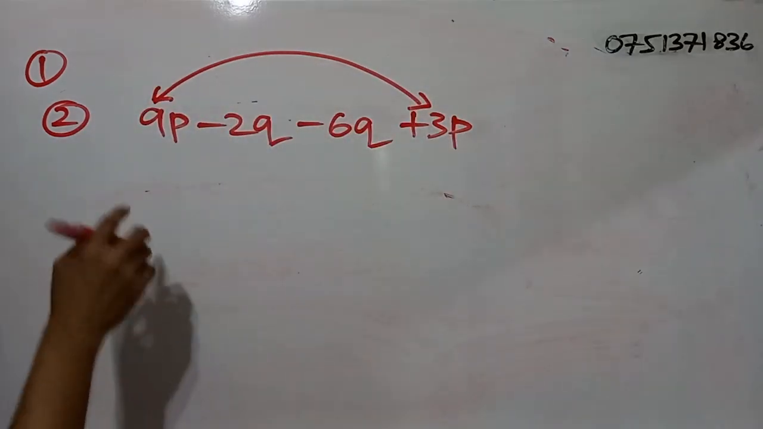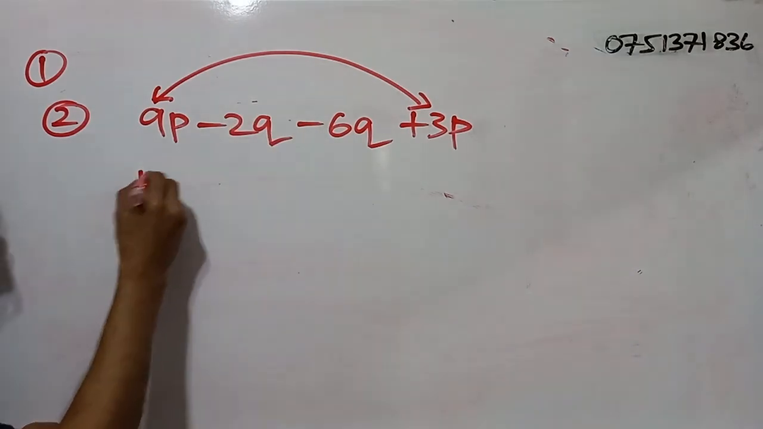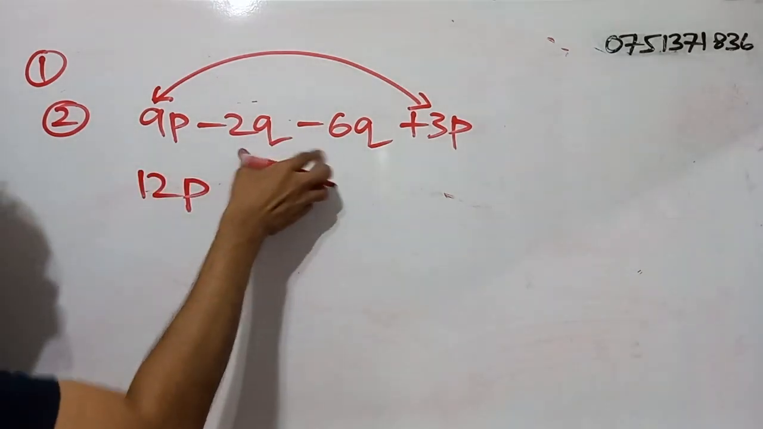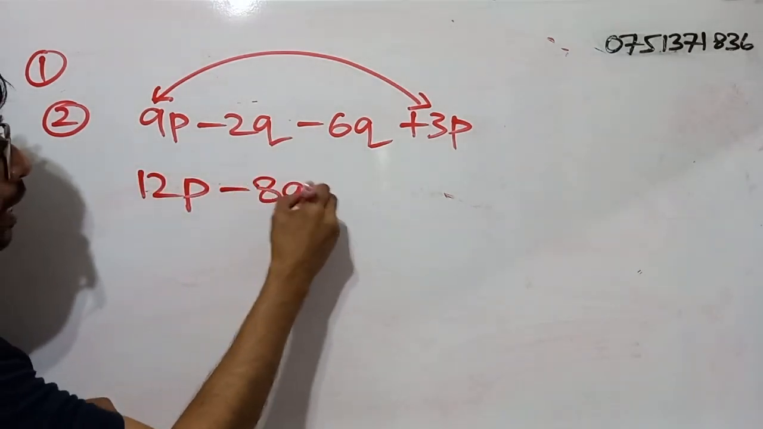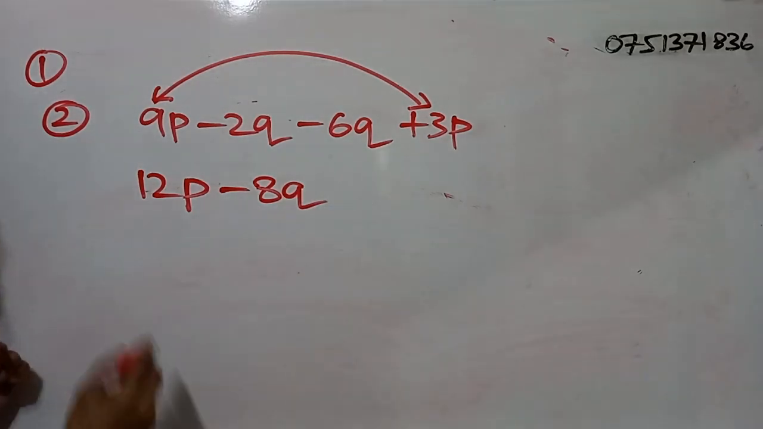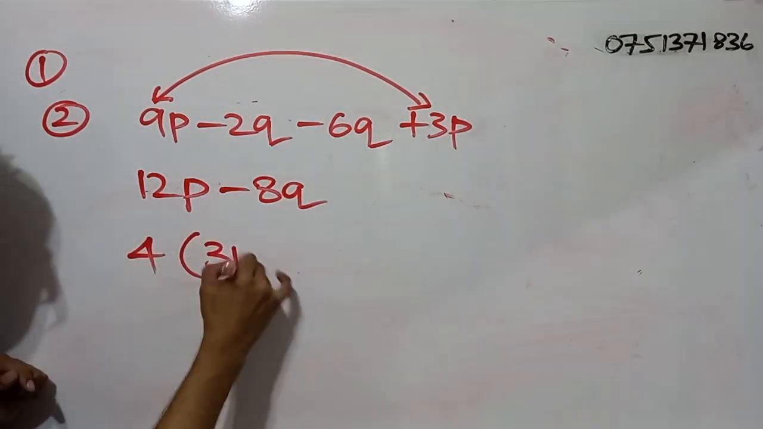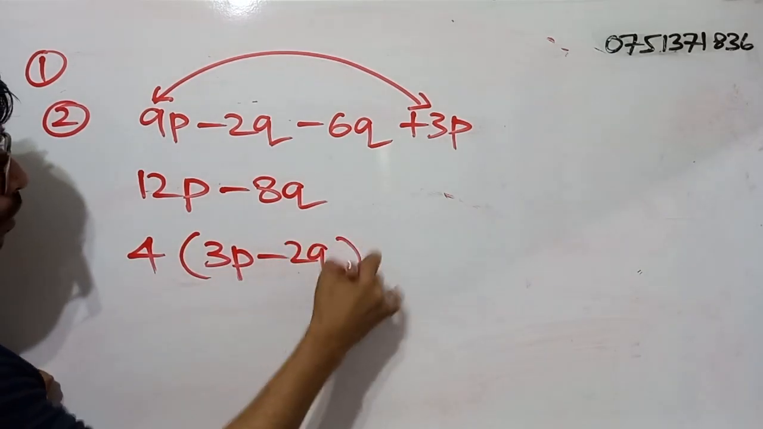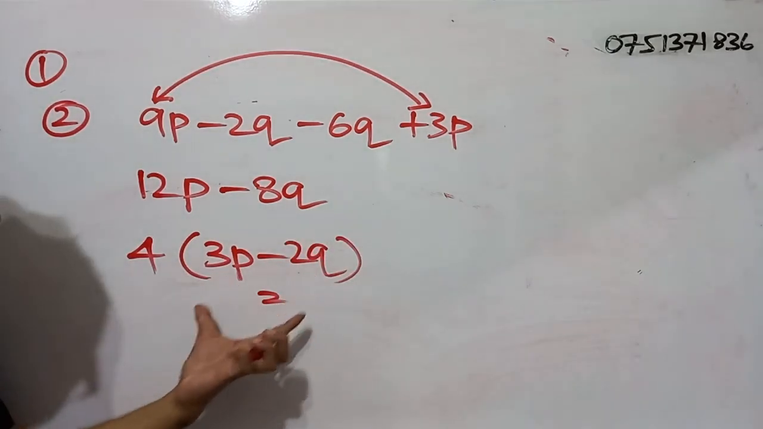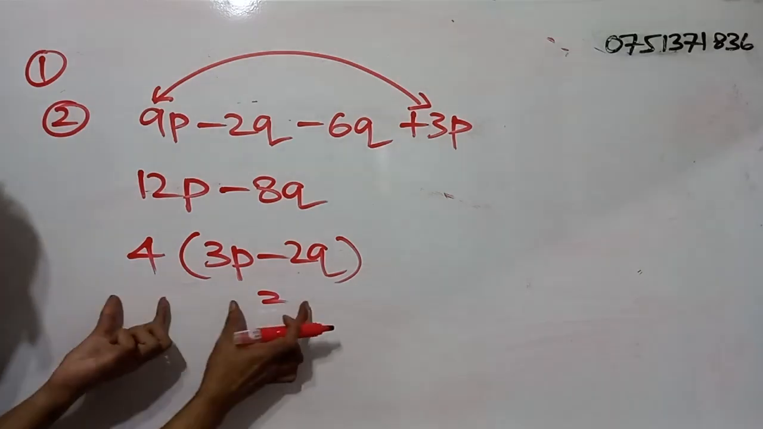Right. These two terms are what? Like terms, no? So 9p plus 3p, what do we get? 12p. These two are also like terms, so what do we get? Negative 8q. Consider these two terms. What's the common factor? 4. So that means 3p minus 2q. So that's the two terms that goes inside the brackets. So these are the two factors.